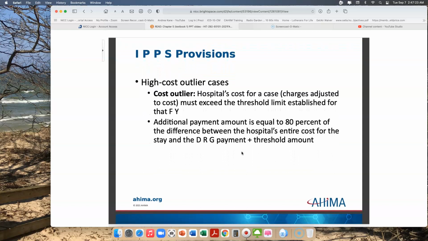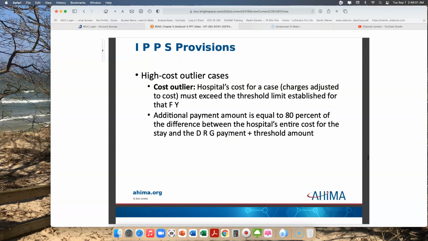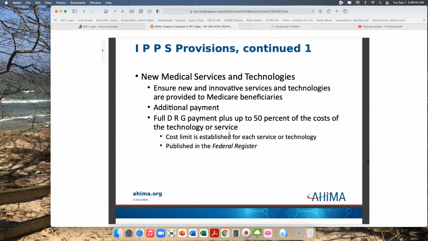So what else is included in the inpatient prospective payment system provisions? Well, high cost outlier cases. A cost outlier is when the hospital's cost for a case, the charges adjusted to cost, exceed the threshold limit established for that fiscal year. And you can apply to have the case considered a high cost outlier case. Doesn't mean that the government's going to agree with you or that they will give you that additional payment amount equal to 80% of the difference between the hospital's entire cost for the stay and the DRG payment plus threshold amount. So there's a slim chance you might get an outlier payment, but I wouldn't bank on it from past experience.